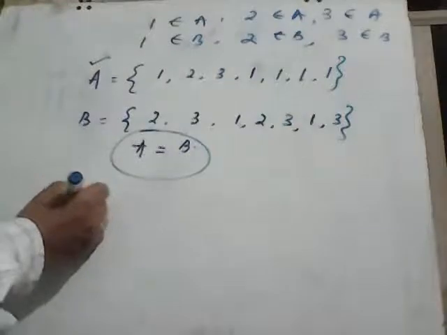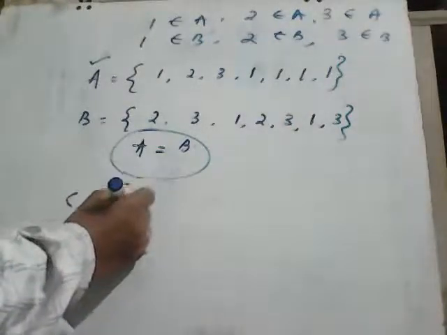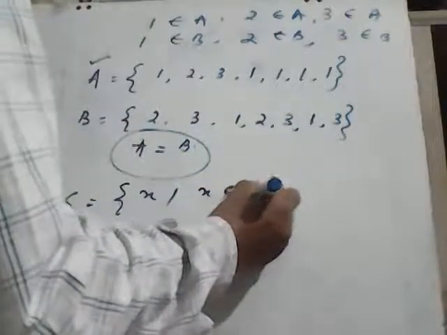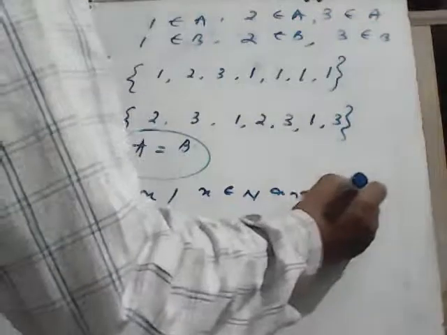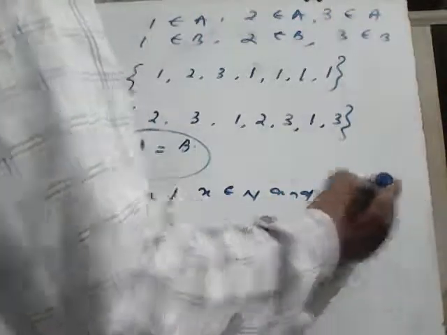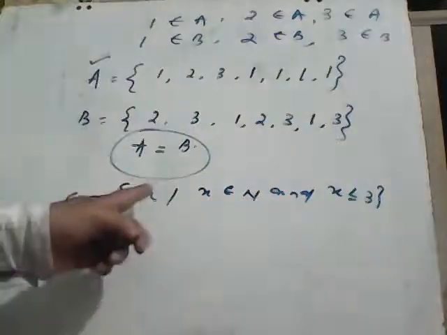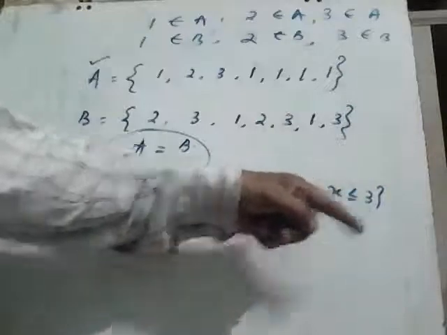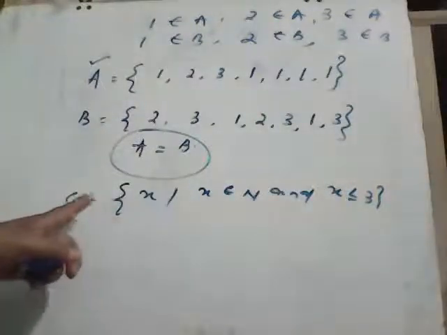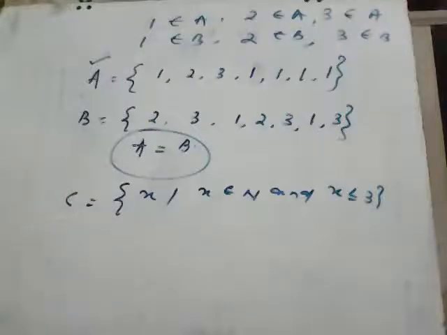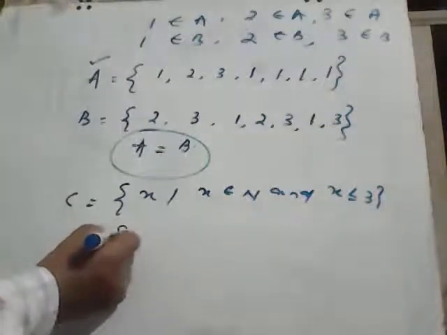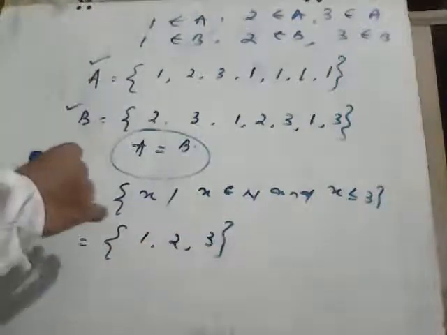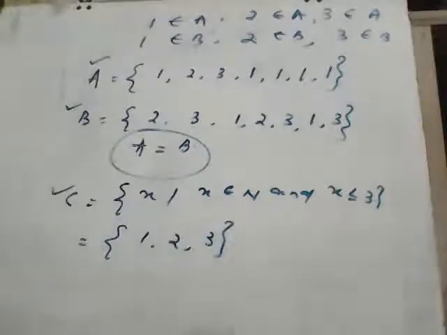Suppose I am writing another set C: x such that x belongs to N and x is less than or equal to 3. If we write this set in roster form, then our answer is 1, 2, 3. All are equal sets. These three are equal sets.